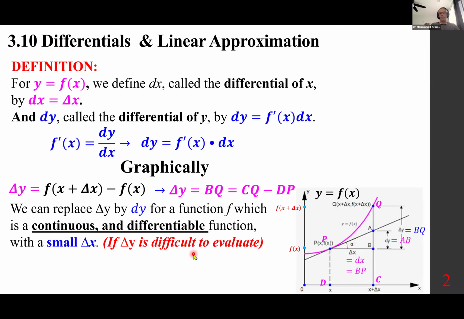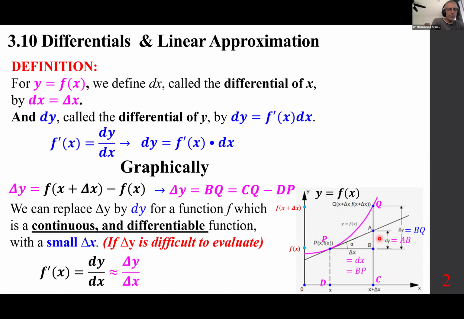So dy, which is equal to this distance AB, is not equal to delta y, which is this distance BQ. However, this has been blown out of proportion for the sake of argument, so we can easily see that dy and delta y are different. However, the smaller the delta x, the closer these two values. Therefore, dy can approximate delta y, because most of the time it's easier to evaluate.